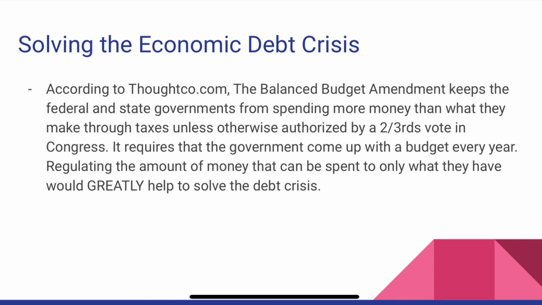According to ThoughtCo.com, the Balanced Budget Amendment keeps the federal and state governments from spending more money than what they make through taxes unless otherwise authorized by a 2/3 vote in Congress. It requires that the government come up with a budget every year. Regulating the amount of money that can be spent to only what they have would greatly help to solve the debt crisis.